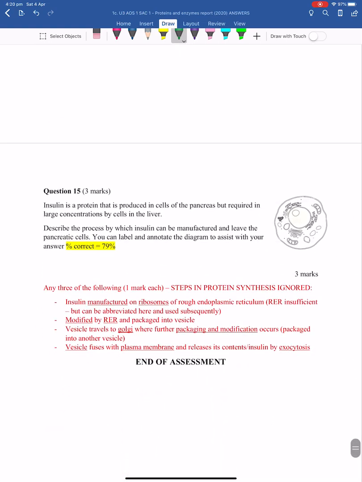And the very last question, I was really impressed with what you girls did. Lots of people managed to get at least 2, if not 3 out of 3, if you were on the right track. It says describe the process by which insulin can be manufactured and leave the pancreatic cells. Now, a few of you focused on the steps in protein synthesis, and then you went on to tell me these steps here, but I ignored them. So I ignored anything that you wrote about protein synthesis, because otherwise this question would have been worth about 6 marks instead of 3. So what I was looking for were the words that are underlined here.